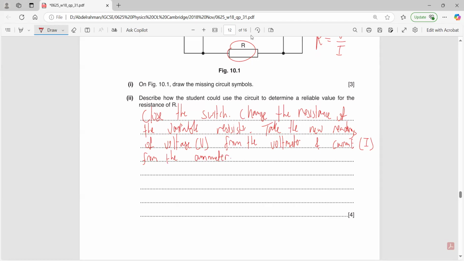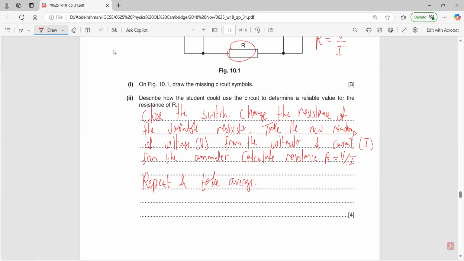So now, what did we do? We changed the resistance. When the resistance changes, the current will change and the voltage will change, and we need to take these readings, and then calculate the new resistance R equals V over I, and then repeat and take average.